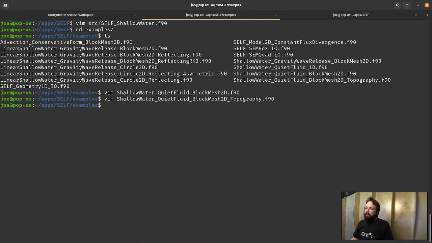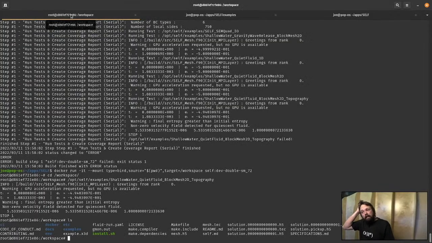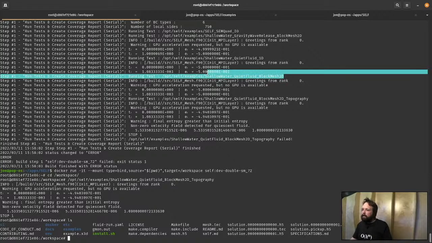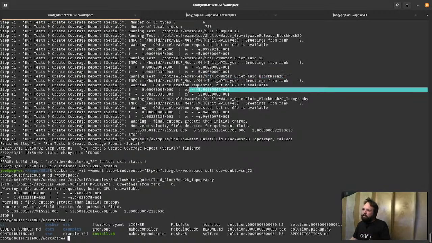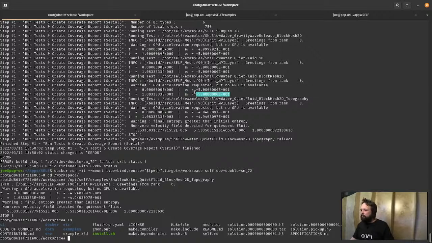Okay, so over here I'm in a Docker container at the moment that I've built previously. And here's that shallow water quiet fluid block mesh 2D benchmark. So this is the one with the flat bottom. The initial entropy, when you calculate that entropy using the function we defined before, you get minus 0.5. And then later we get minus 0.5. So nothing moved. So that's pretty good. And I'll show you, we'll go ahead and run that example now.